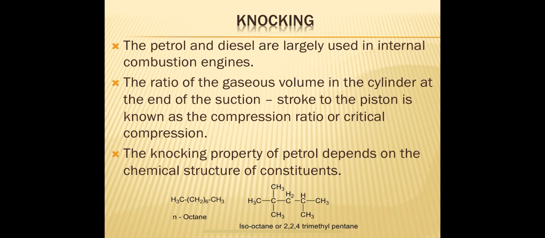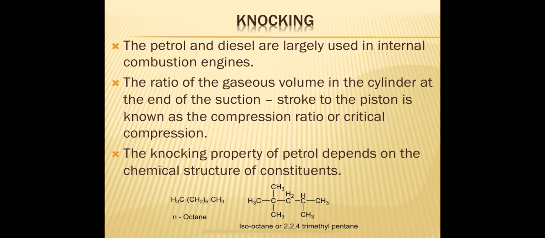So how are chemical structure and knocking connected? The knocking property of petrol depends on the chemical structure of its constituents. The tendency of fuel constituents to knock is in the following order: straight chain paraffins have higher knocking property than branched chain paraffins, and branched chain paraffins have higher knocking properties than olefins, cycloparaffins and aromatics, in this order. Thus aromatic constituents have the least knocking property and straight chain paraffins have the highest.